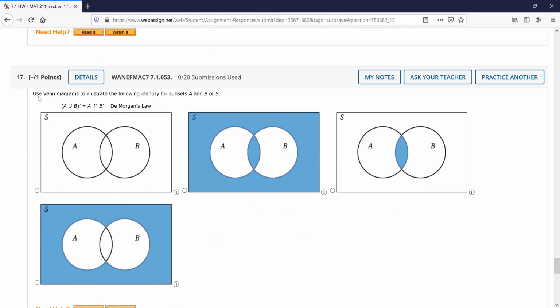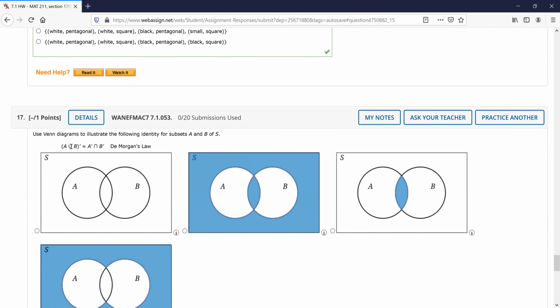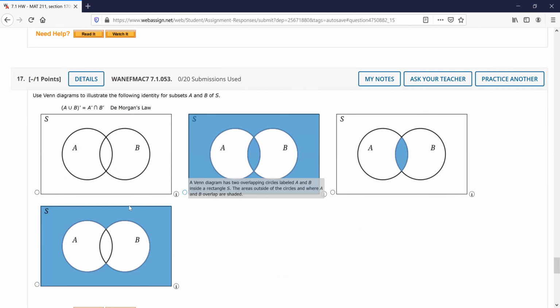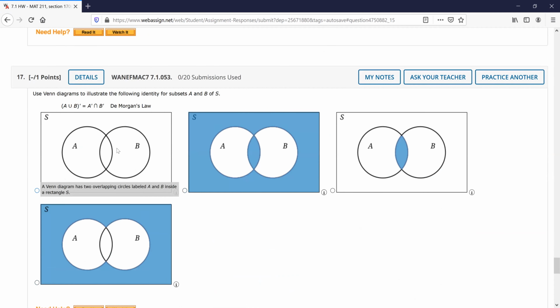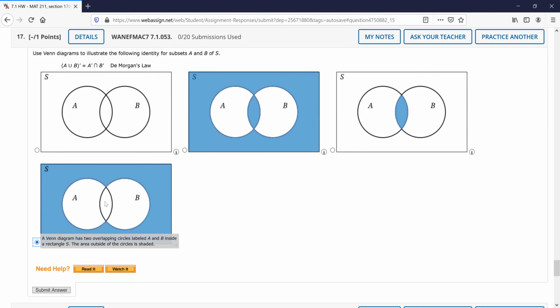Okay, so 17 here. We're looking for A union B, but then the complement of that. So A union B is when you fill in all of this, including the middle point. So the complement of that is everything on the outside of the two circles and nothing inside.